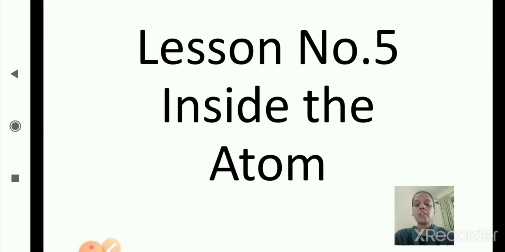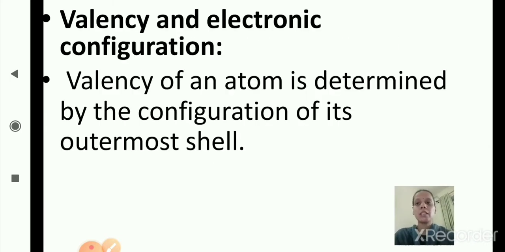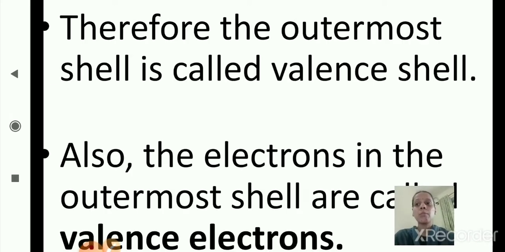Now today we'll start with the new concept, that is valency. Valency and electronic configuration. Valency of an atom is determined by the configuration of its outermost shell. Therefore, the outermost shell is called valence shell. The outermost shell in any atom is called valence shell, because the valency is determined by the electronic configuration of the outermost shell.